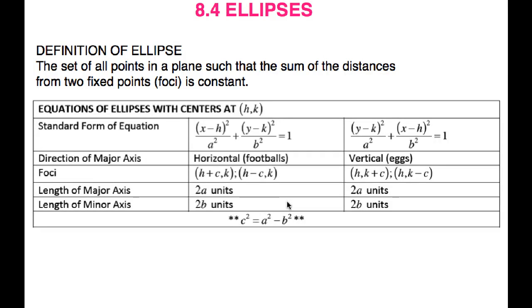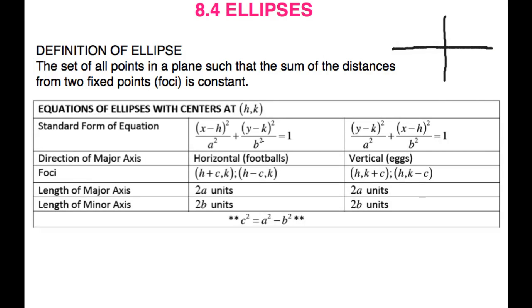Alright guys, here's your lesson on ellipses. So we have the official definition of an ellipse over here. It's a set of all points in a plane such that the sum of the distances from two fixed points, the foci, is constant. So what that looks like graphically, if I were to sketch a graph over here, your ellipse looks like an oval.